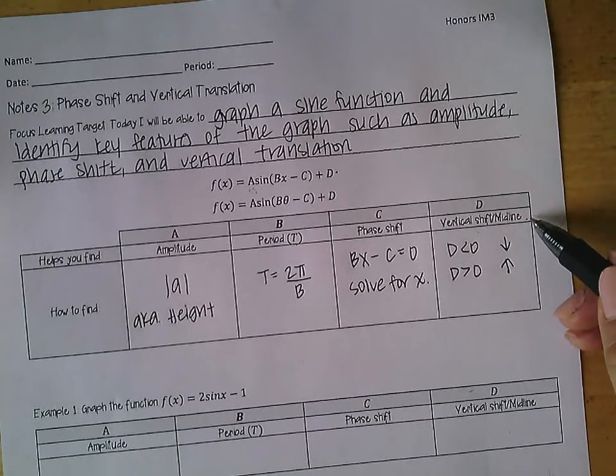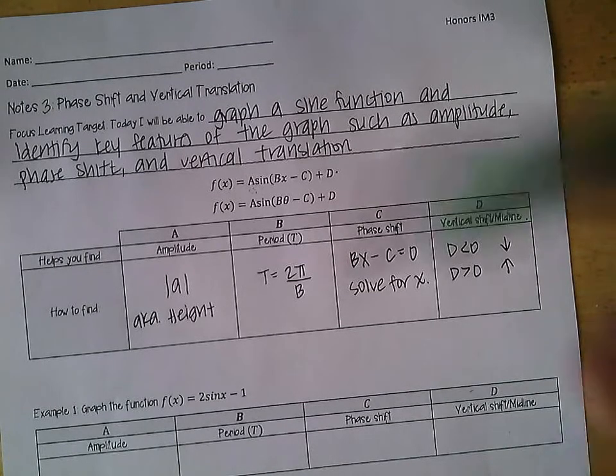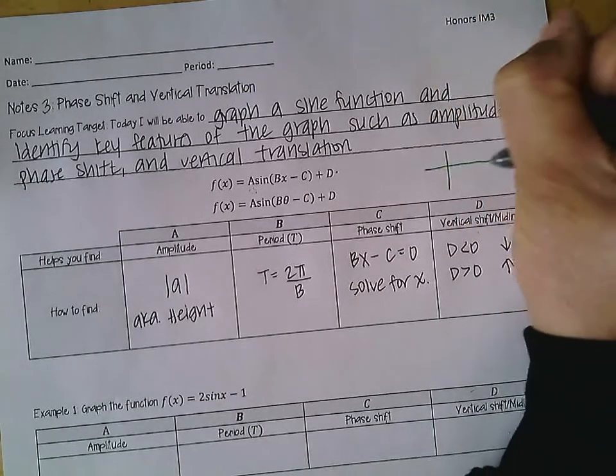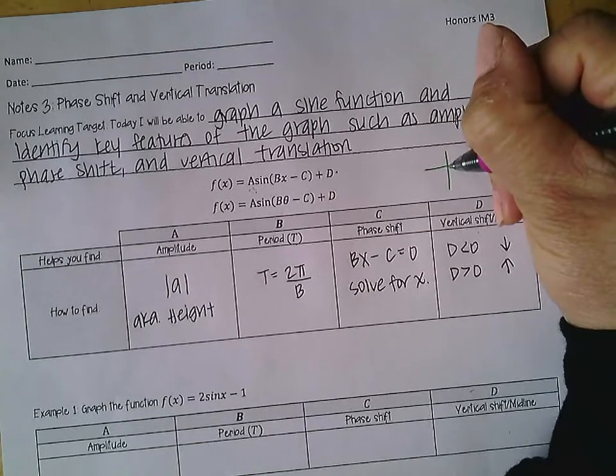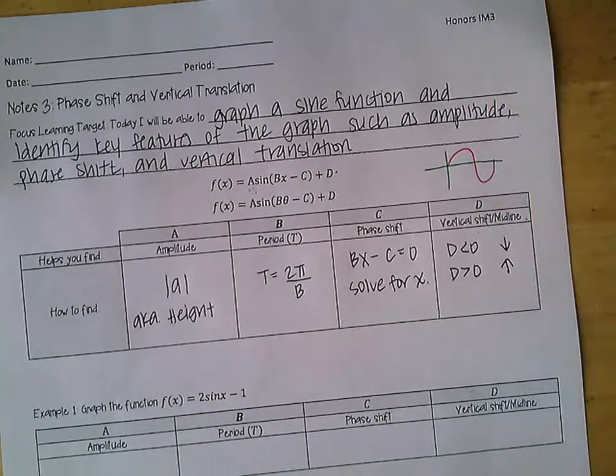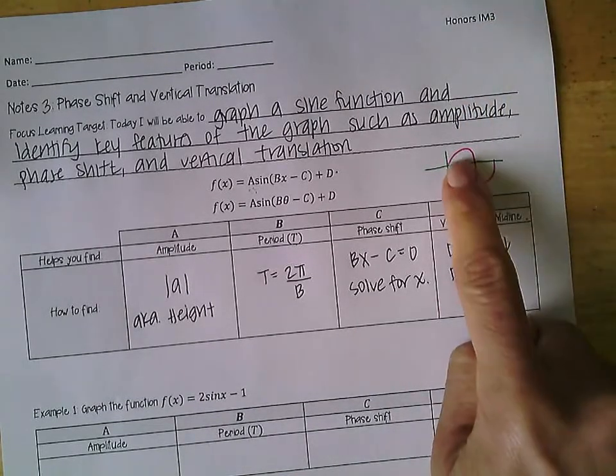So we did some practice with this with the Delta Math. So for example, remember the sine function, the parent sine function looks something like this. It goes down, up, there. The midline in this case would be the x-axis.